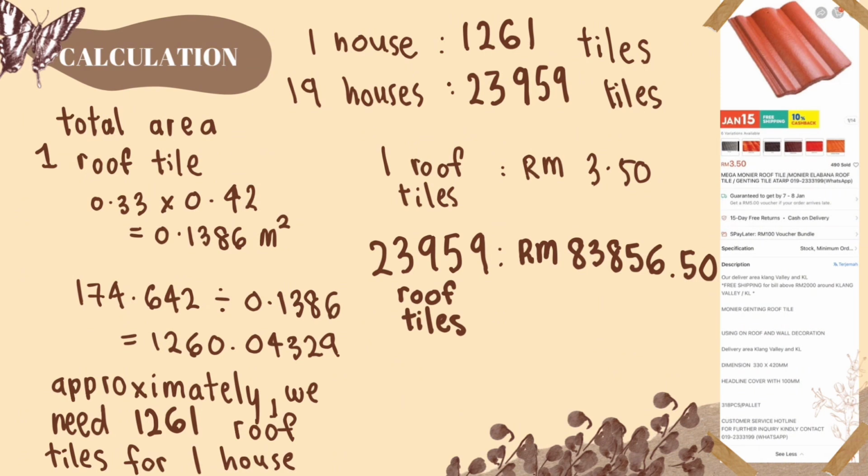23,959 tiles. If the price of one tile is 3 ringgit and 50 cents, the total estimated cost is 23,959 multiplied by 3 ringgit 50 cents, which equals 83,856 ringgit 50 cents. In conclusion, Masbro Village requires approximately 23,959 roof tiles with an estimated total cost of 83,856 ringgit 50 cents.